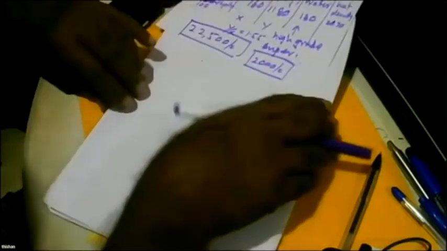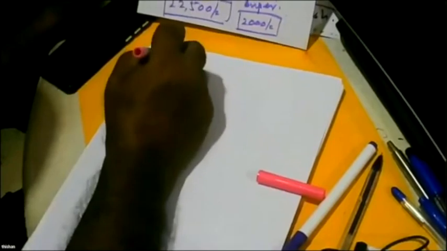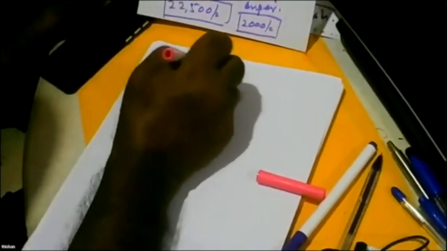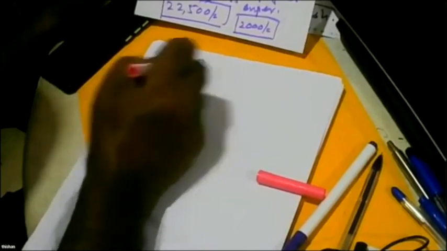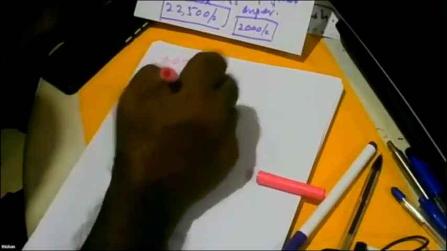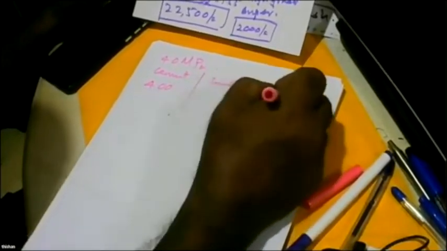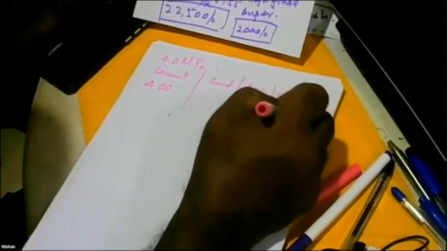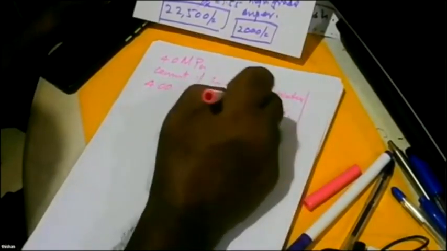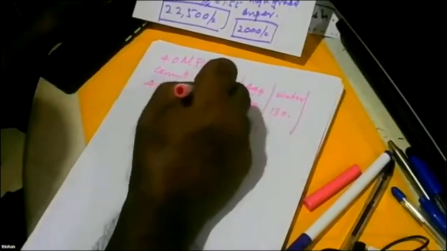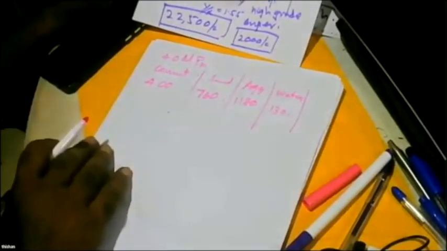Now let's look at the other alternative. If you don't know anything about DEF in a column, what would you do? You want 40 megapascal concrete, so let's say cement 400, sand, aggregate, water 130, and aggregate is 1180, 760. Now, your question is, what is the difference between these two concretes?